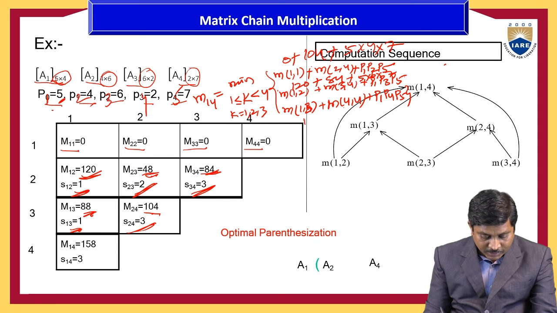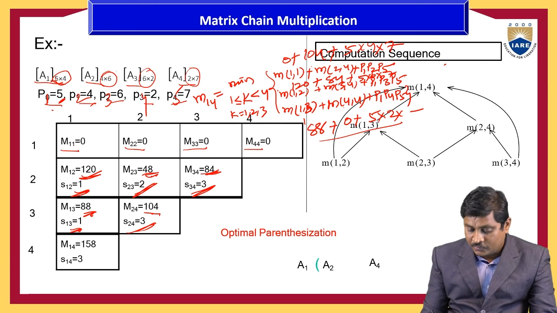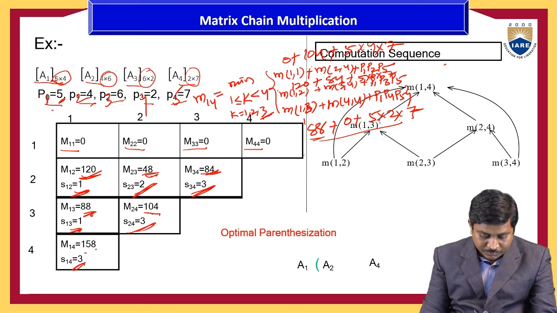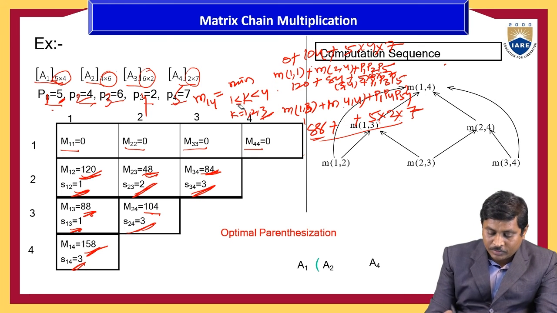M of 1, 3 value is 88 plus M of 4, 4, 0, P1 5, P4 2 into P5 7. So among these three values, this is the minimum value I think. 5 2 are 10, 10 plus 7, 7 into 7, 70, 70 plus 88, 158, 158 for k equal to 3. So this is the minimum value.